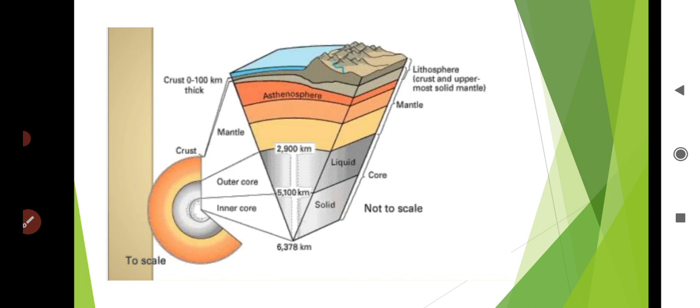Here we have seen the interior of the earth. So as far as concerned to this, the depth we have seen and the layers we have studied, and hence how the structure of the interior of the earth has been studied by the various researchers. So thank you very much.